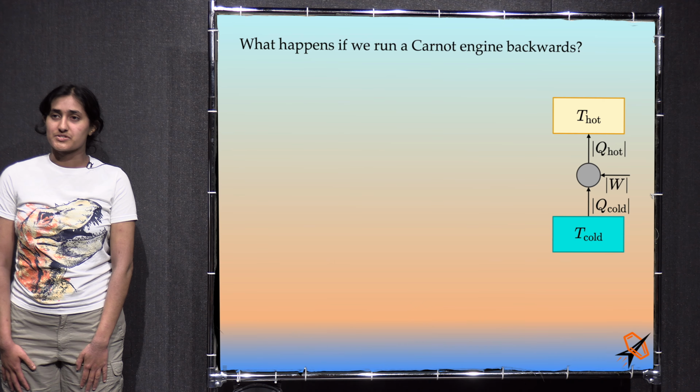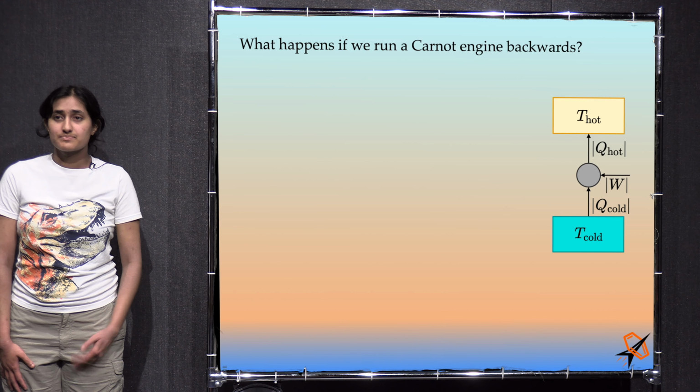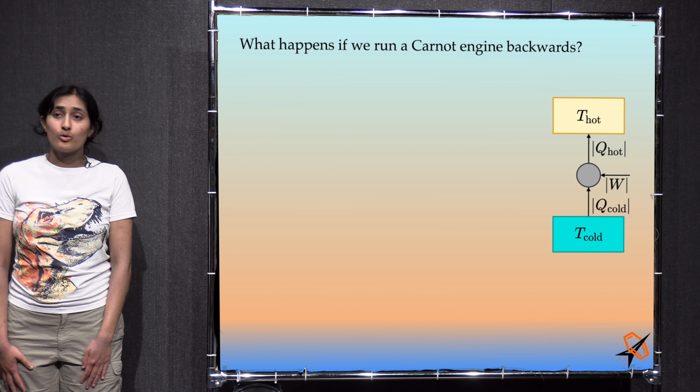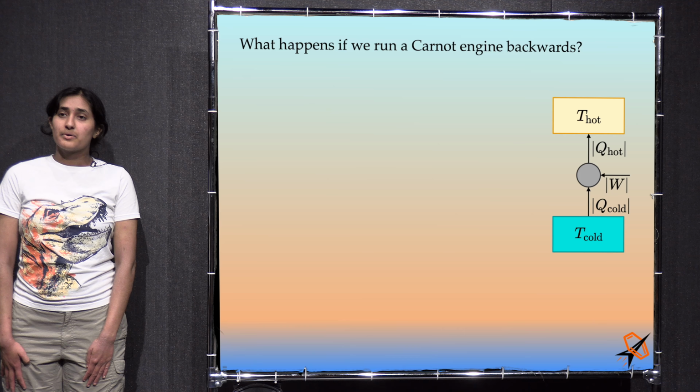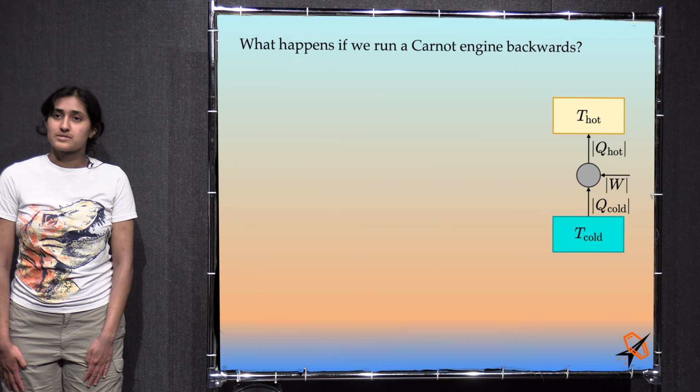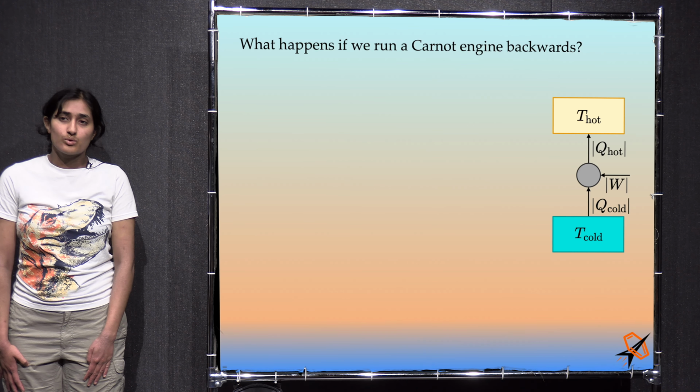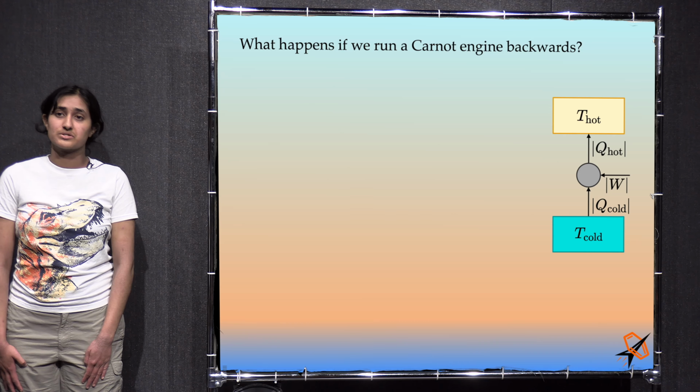So now another big question. What happens if we run a Carnot engine backwards? In this case, we're going to extract heat from our cold reservoir. We're going to pull out Q cold and put it into our engine. We will then put in some work, W, into our Carnot engine, and then we will reject the combination of Q cold and W as Q hot into our hot reservoir.